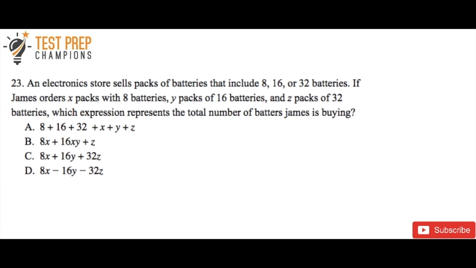Okay, we're finally at the last question here, number 23. So you know the drill. An electronics store sells packs of batteries that include 8, 16, or 32 batteries. If James orders x packs with 8 batteries, y packs of 16 batteries, and 7 packs of 32 batteries, which expression represents the total number of batteries James is buying? And this should say batteries instead of batters.